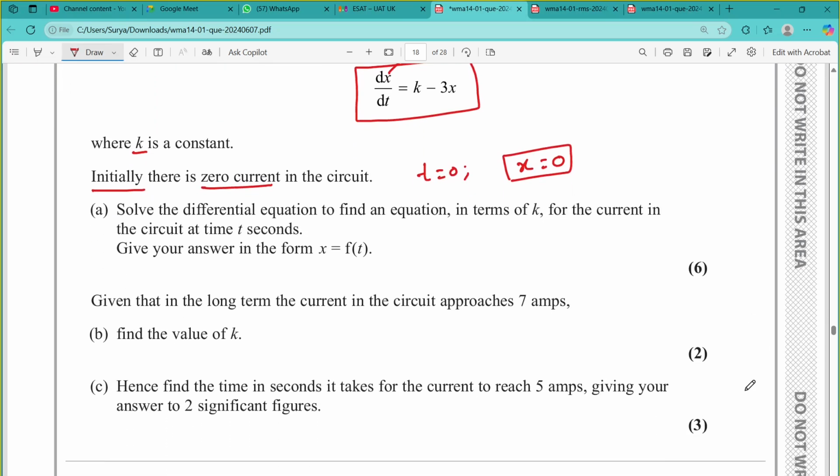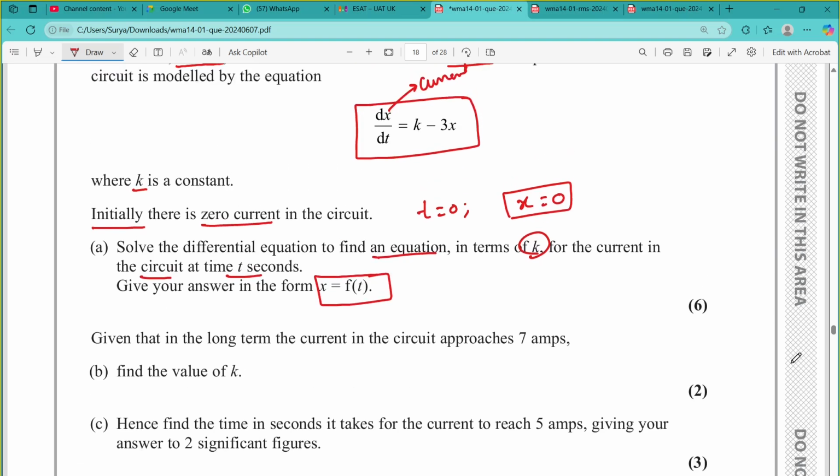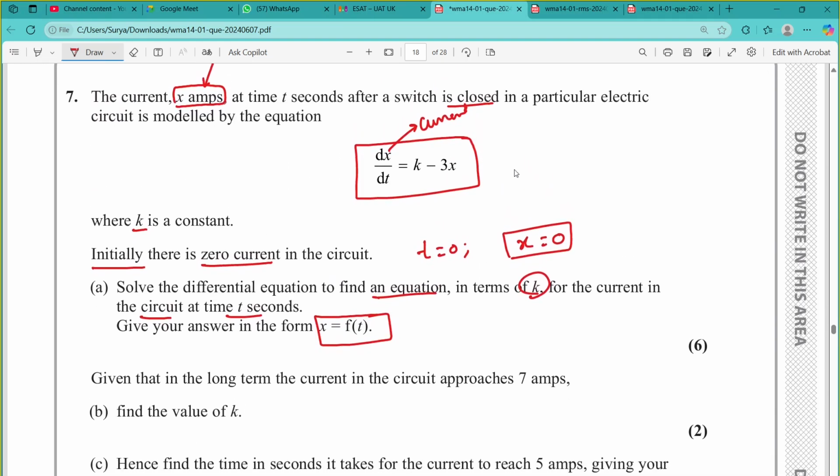X is the current, and it is given in the question that it is zero current. Now, the question is saying solve the differential equation to find an equation in terms of k for the current in the circuit at time t. And we have to write our answer in the form x equals a function of time. So I think this is a simple question. We have to solve this differential equation. So how can we solve? We can use the variable separable method.